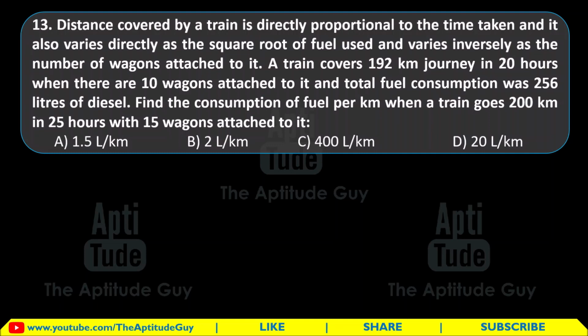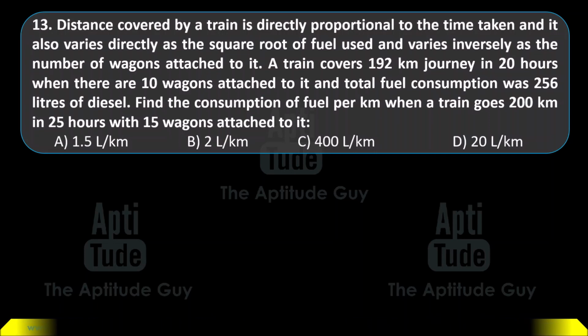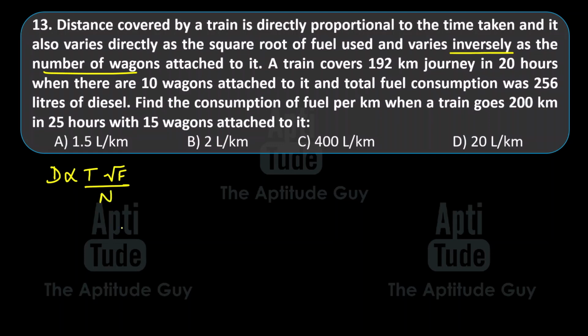Alright, let's solve this. What did we learn from the previous question? Proportionality and then equation. First, write the proportionality. Distance covered by a train is directly proportional to the time taken. It also varies directly as the square root of the fuel used, and inversely as the number of wagons. Okay, divided by the number of wagons, because inversely. This is the proportionality.